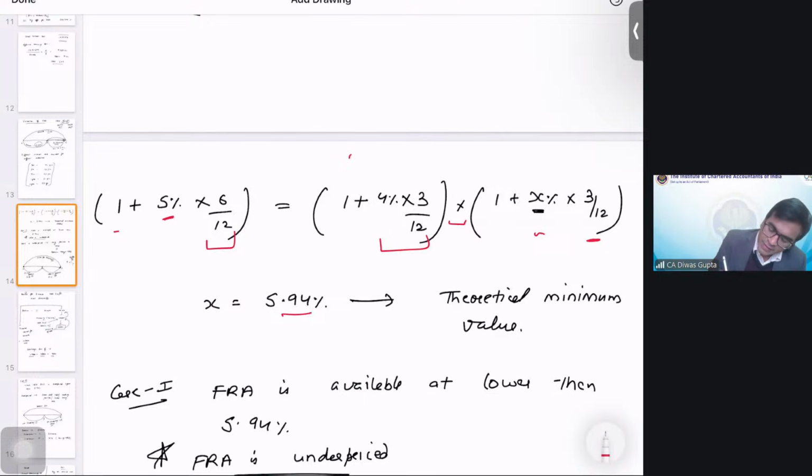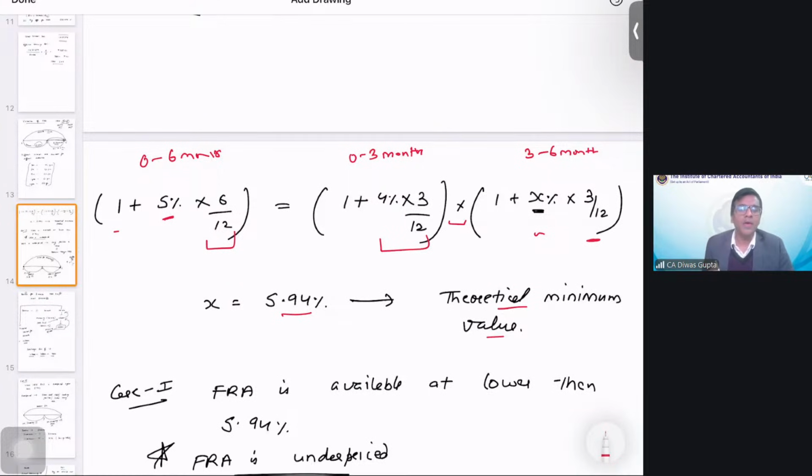So this is 0 to 3 months interest, this is 3 to 6 months interest, and this is 0 to 6 months interest. Clear? So in totality we are targeting this equation to calculate the future interest rate. I hope this is clear, students. We also call this computation the theoretical minimum value. Why theoretical minimum value? Because in theory, this is the minimum value that we can expect.